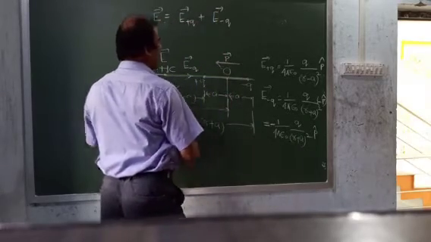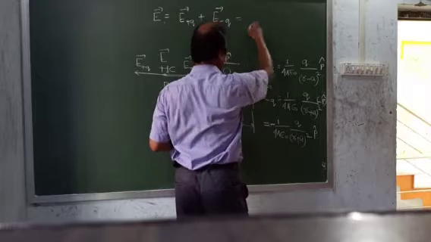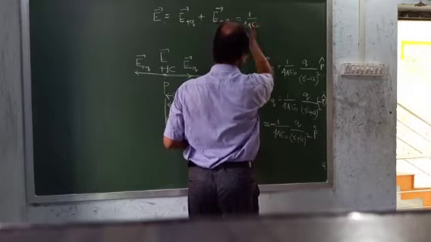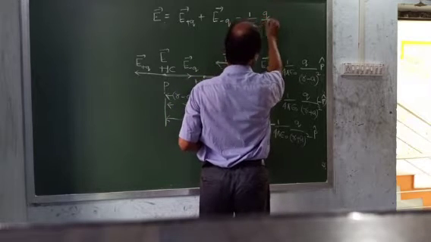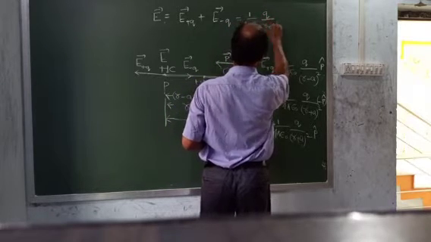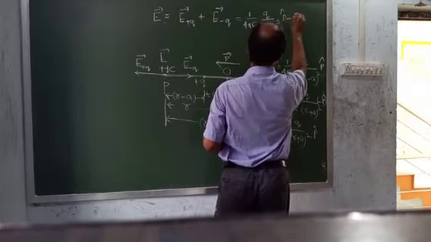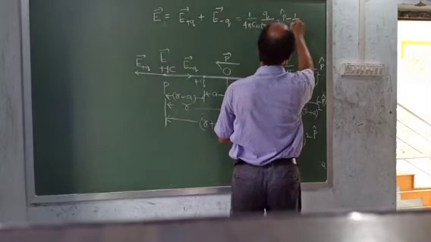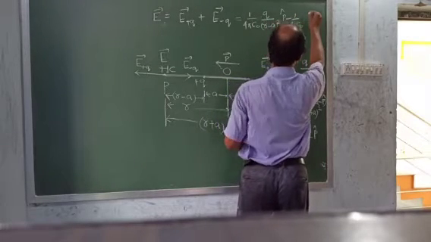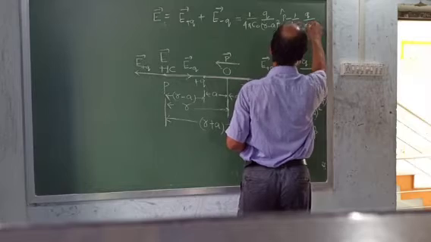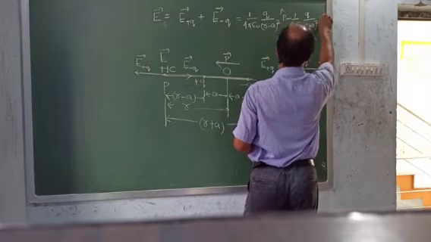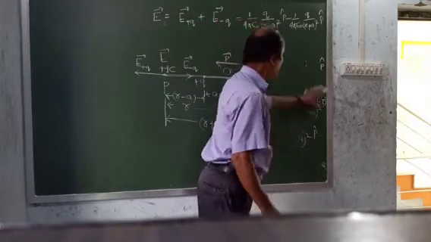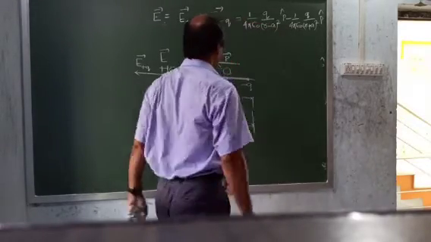Okay. Now we substitute its value. Its value is 1 by 4 pi epsilon naught q by r minus a whole square into p cap, plus this one, which is minus, so plus and minus gives minus 1 by 4 pi epsilon naught q by r plus a whole square into p cap. Okay. So now this is the expression for the net electric field at the point P.